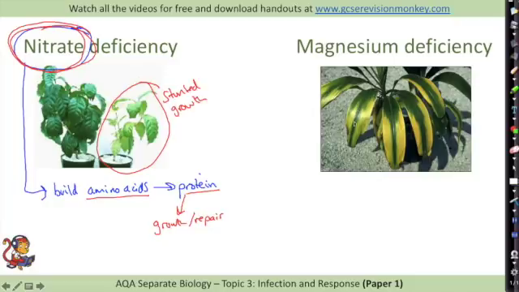The plant over here has a magnesium deficiency, and instead of stunted growth, you can see that the outcome of this is having yellow leaves.